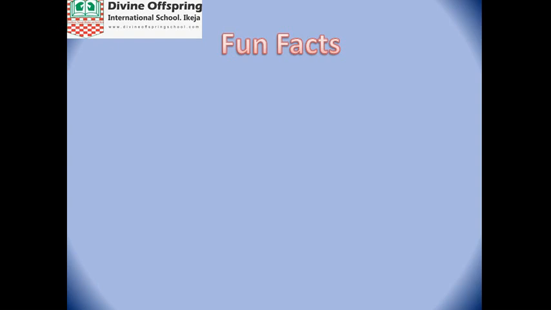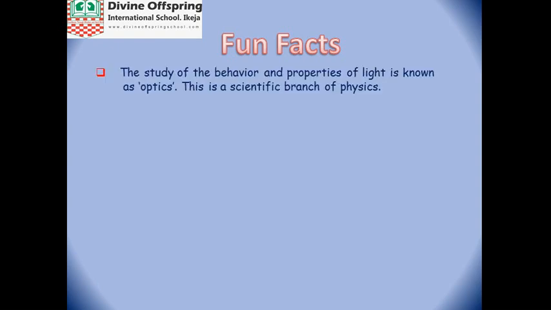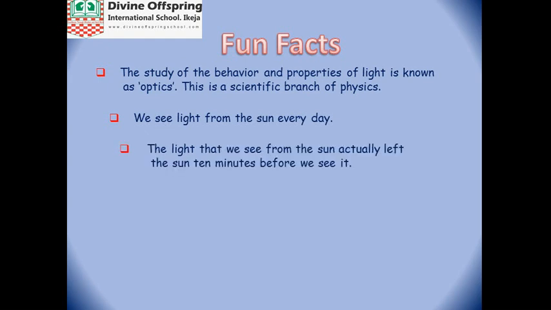We have some fun facts on light for you today. The study of the behavior and properties of light is known as optics. Optics is a scientific branch of physics. We see light from the sun every day. The light that we see from the sun actually left the sun 10 minutes before we see it.